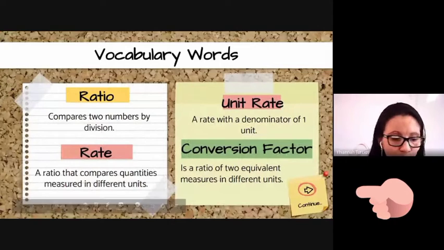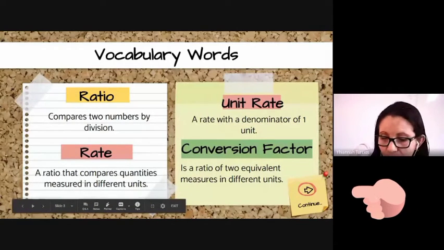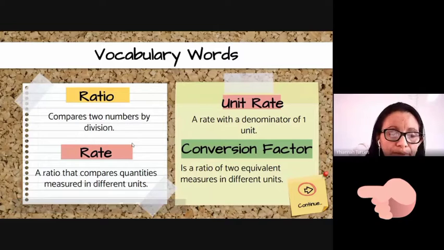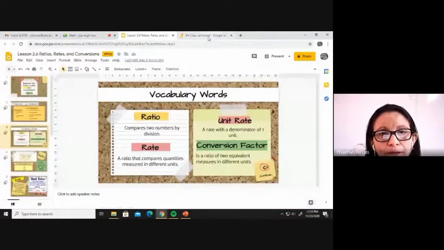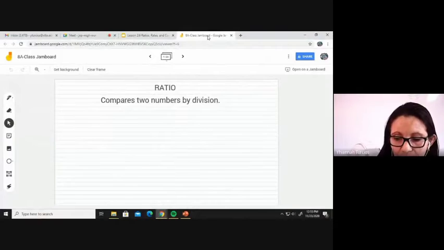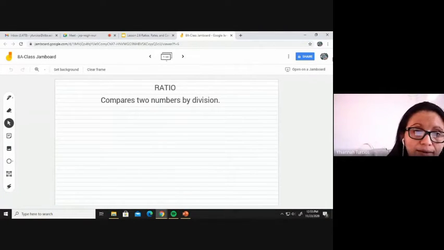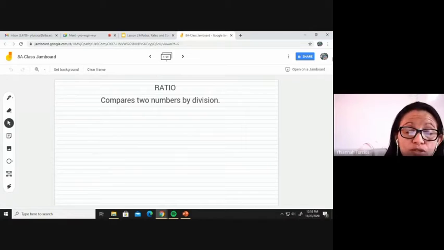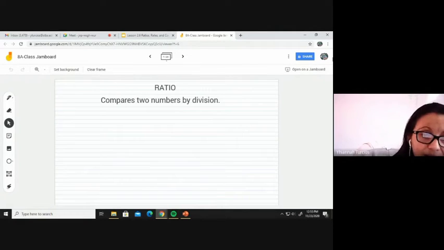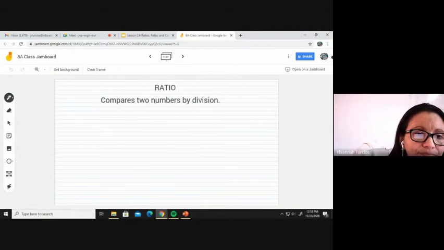Now see, one important vocabulary word is ratio. Okay, ratio is to compare two numbers by division. When we are comparing two numbers by division, we use two things to compare, and we use a division to show that comparison. Let's say, for example, if I want to compare the number of students in a class, I'm going to take you guys as an example, and let's say that there are 28 students in this section.